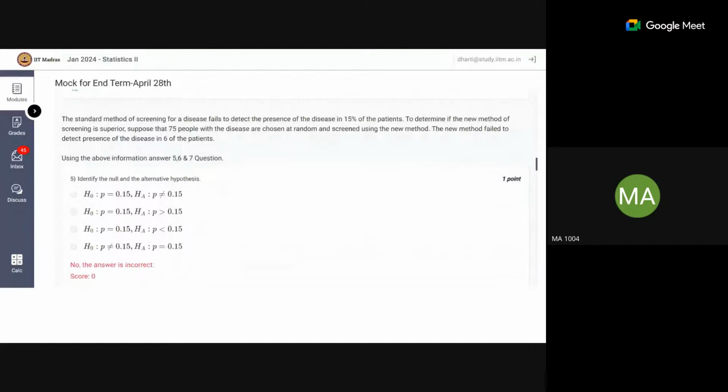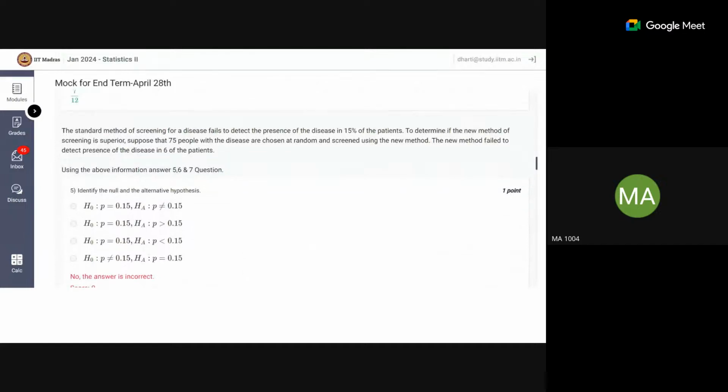Okay. So the 5, 6, and 7 have the same context. Question is, the standard method of screening for a disease fails to detect the presence of disease in 15% of the patients. To determine if the new method of screening is superior, suppose that 75 people with the disease are chosen at random and screened using the new method. The new method failed to detect the presence of disease in 6 of the patients. Okay, this is the context where the probability of detecting the presence of disease is being checked by two methods.